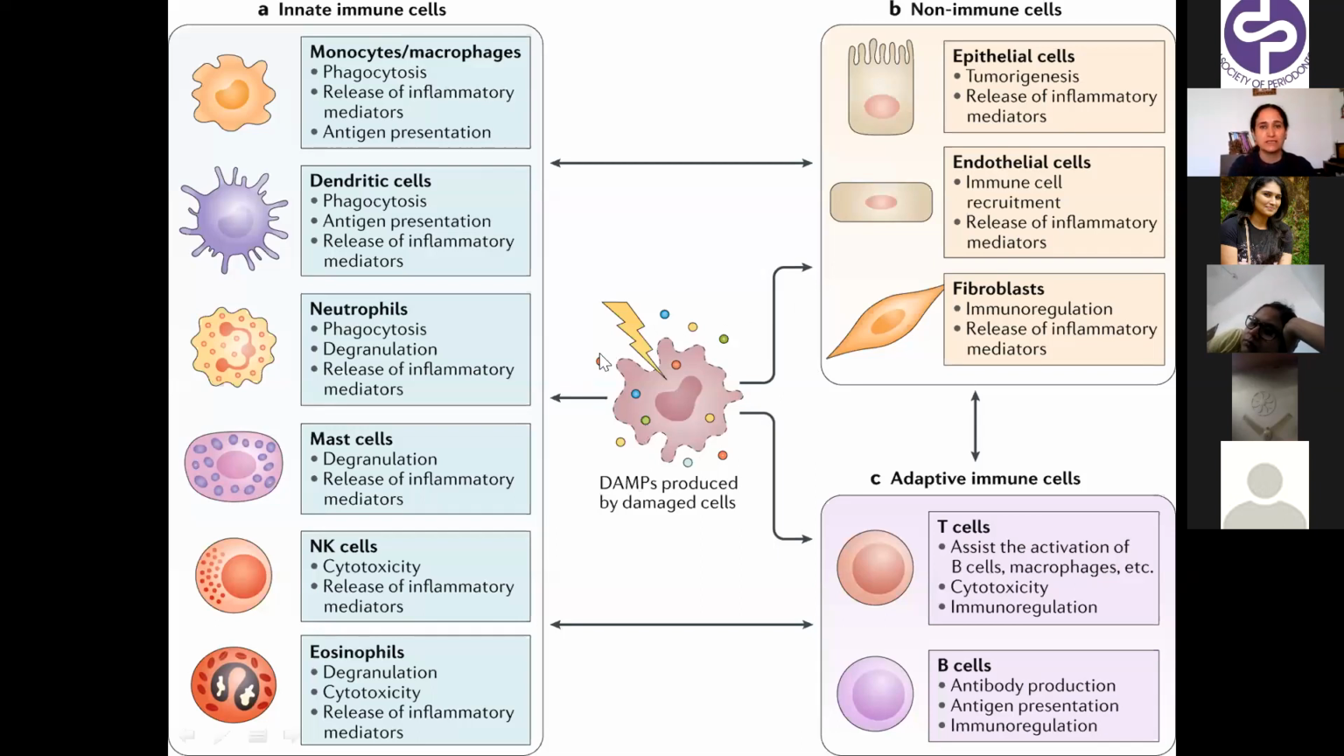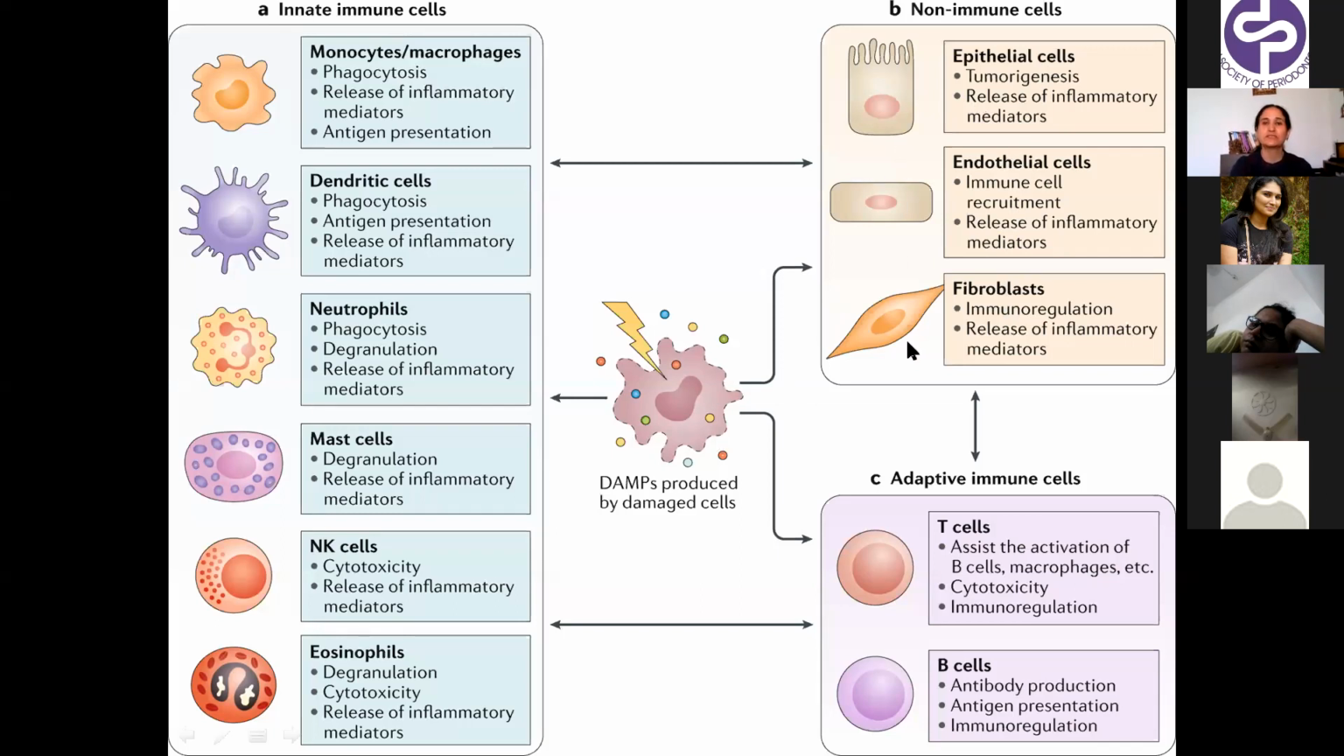So all these cells, if there is a DAMP, will lead to the recruitment of different types of cells. Out of these are the innate immune cells: monocytes, dendritic cells, neutrophils, mast cells, natural killer cells, eosinophils, and the adaptive immune cells, the T cells and the B cells. But initially, when we were studying immunity and inflammation, we thought there are only innate immune cells and adaptive immune cells. But over a period of time, we know that other cells, non-immune cells, are also participating in the immunity. These are the epithelial cells, endothelial cells, and the fibroblasts.